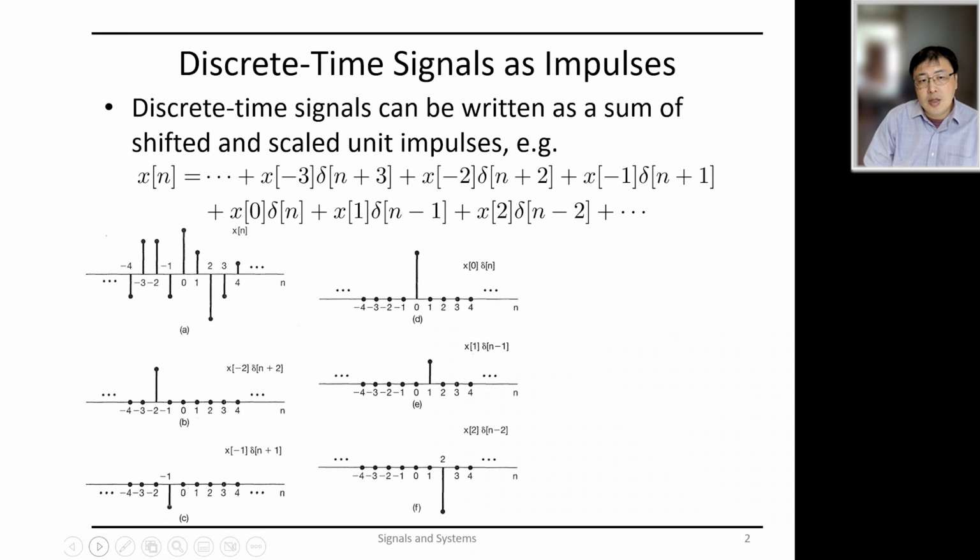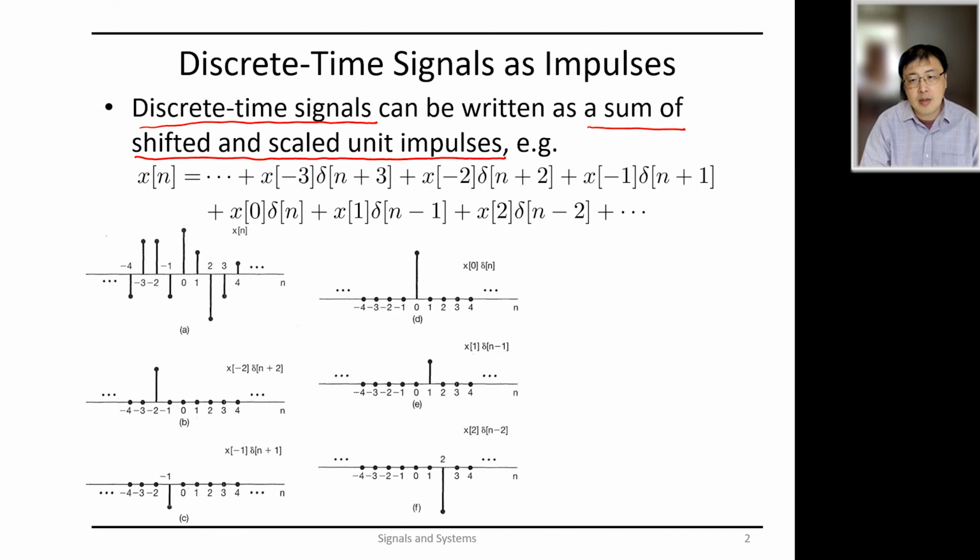So to fully utilize these two properties, let's start the discussion with discrete time signals. To fully utilize these properties, it's important to view discrete time signals as a sum of shifted and scaled unit impulses. It's a sum of shifted and scaled unit impulses.